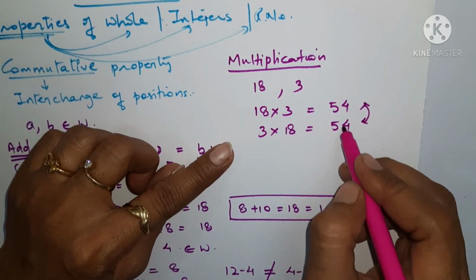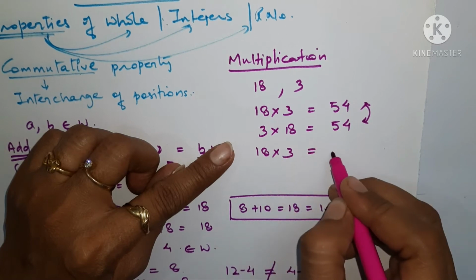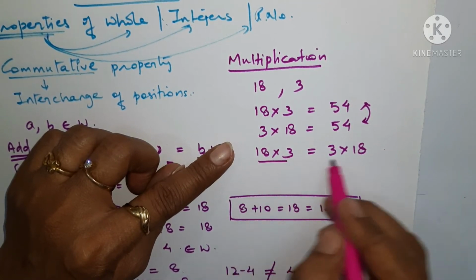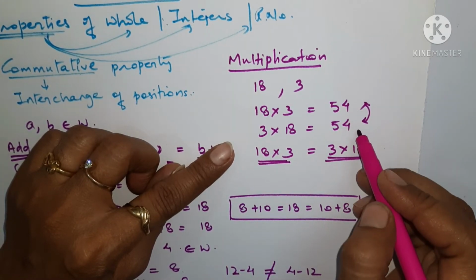Both the results are same. So we can write here 18 into 3 is equal to 3 into 18. Can I write this? 18 into 3 is equal to 3 into 18 because both the results are same.